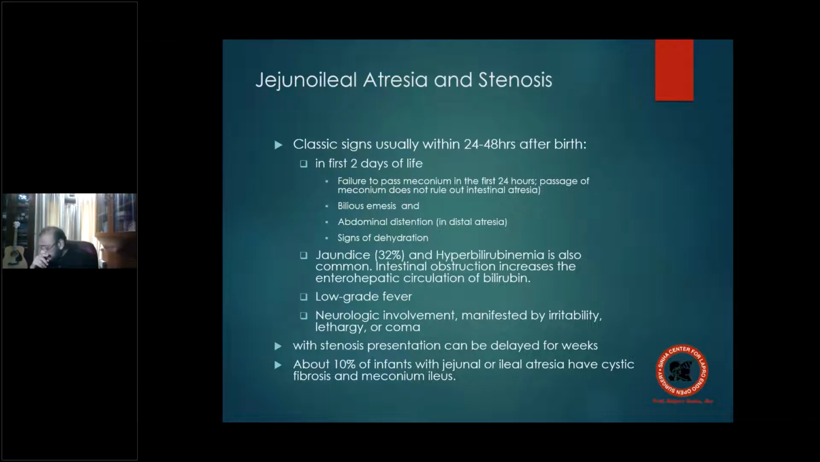Simple. If you have a gastric atresia, what's going to dilate? Only the stomach. If you have an ileal atresia, what's going to dilate? The jejunum and the stomach. So obviously, the distension is going to be much more. So abdominal distension is more in distal atresia. Signs of dehydration depending upon the degree of vomiting.